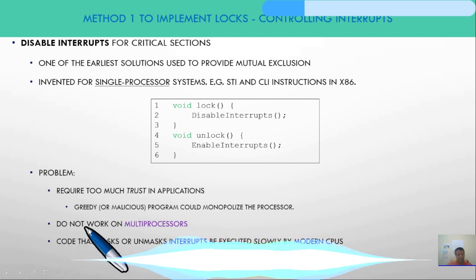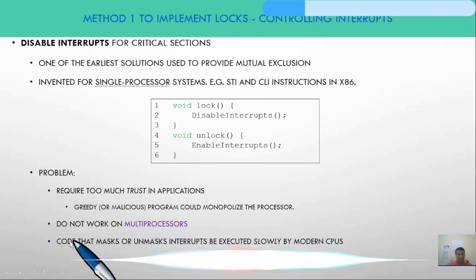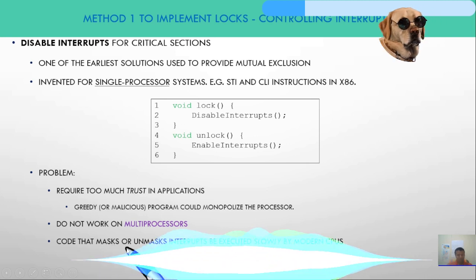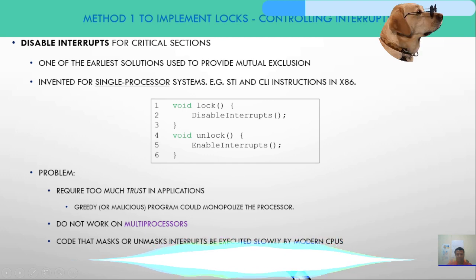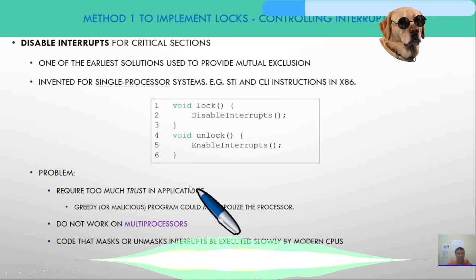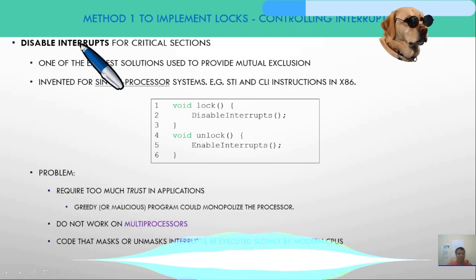The second one is that it does not work on multiprocessors. And the third problem is that code that masks or unmasks interrupts is executed slowly by modern CPUs. So these 3 points are the problems of disabling the interrupt.